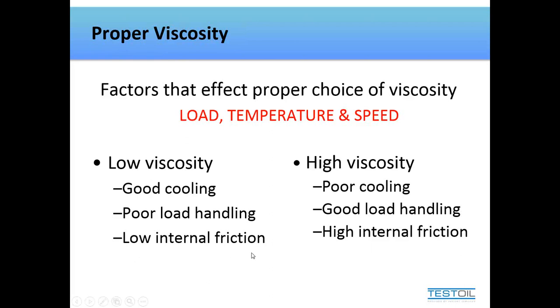So usually your lower viscosities are for high-speed applications, things that aren't very heavily loaded, and also when you need some good cooling. Now your high viscosities are for slower moving equipment with heavier loads. You don't have as good cooling as you do with the low viscosities. Good load handling ability, just because the film is a little bit thicker, a little bit more cushion available, and higher internal friction. It always takes more friction to move something that's a little bit thicker and a little bit slower. It takes more energy to move it around.